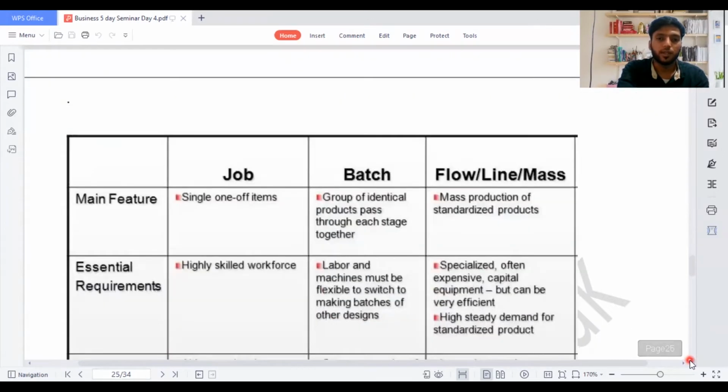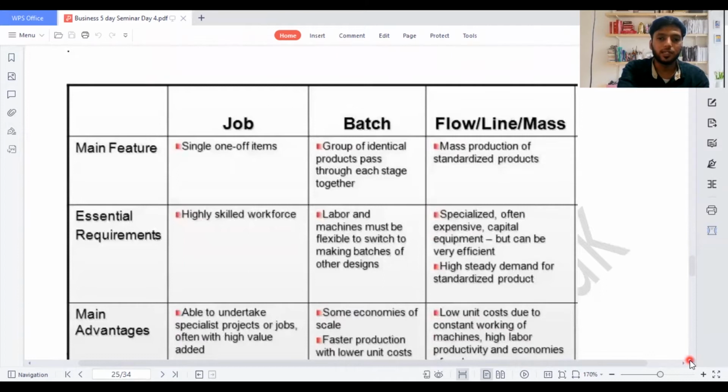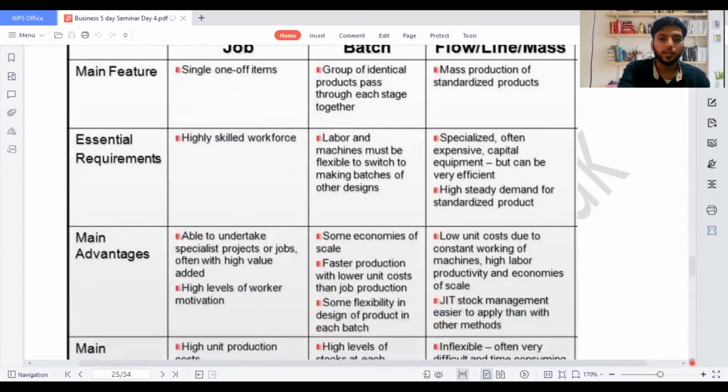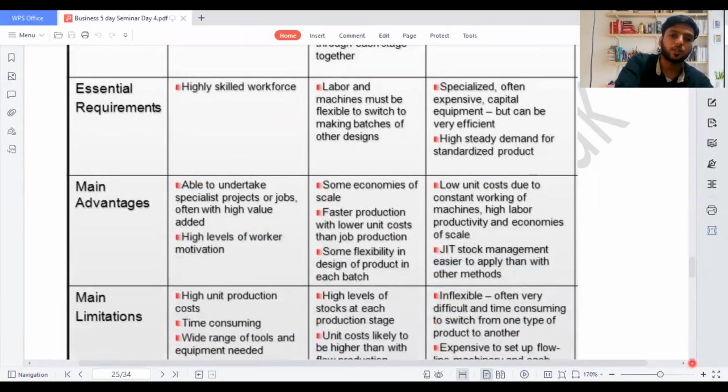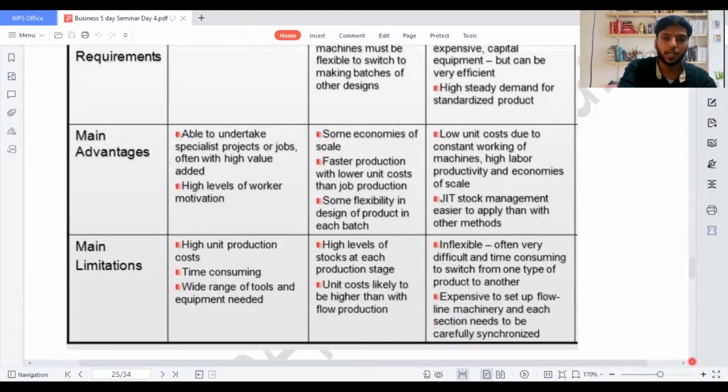Number one, job production. Main features: single one-off items, essential requirement, highly skilled workforce. Main advantages: able to undertake specialist projects or jobs, often with high value added, high levels of workers' motivation. Then the main limitations: high unit production costs, very time consuming, a wide range of costly tools and equipment needed. You can't easily produce, you need to have a lot of accessories to do that.